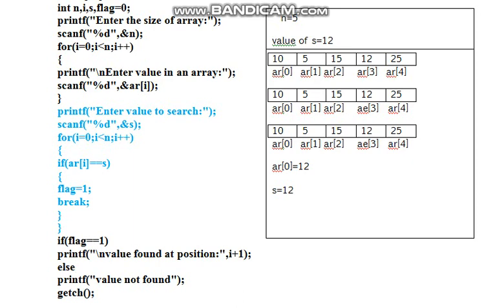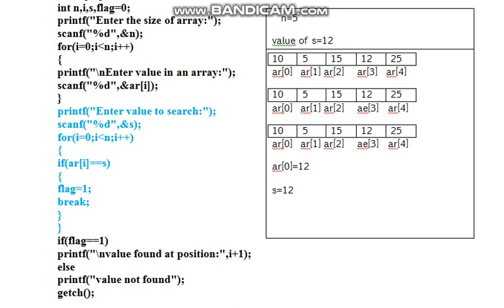Now the loop will start. For i assign 0 means the index of the array is 0. This is the first element, whose index is 0. Array index starts from 0 to n minus 1. So the first value index will be 0, then 1, 2, 3, 4, up to n minus 1.